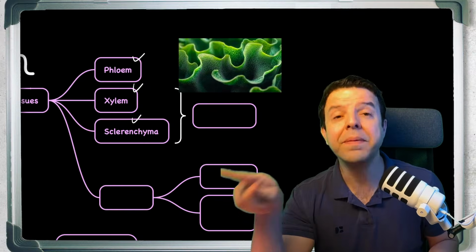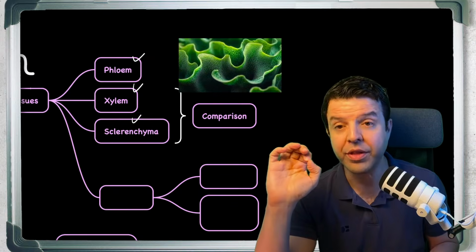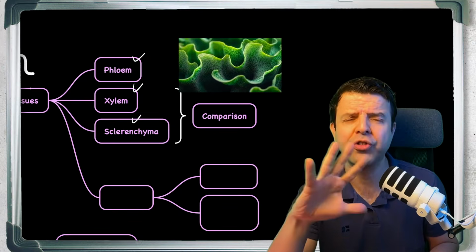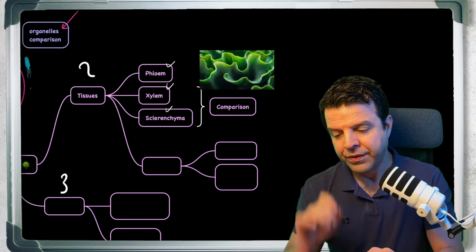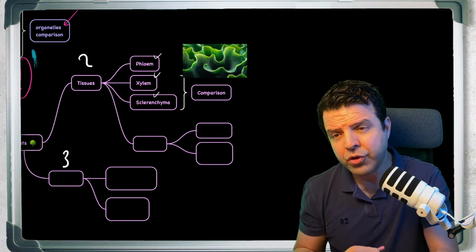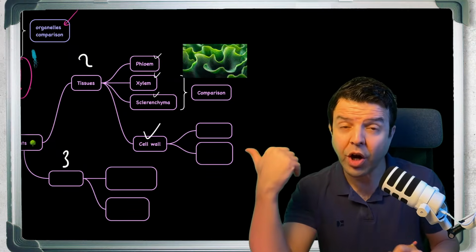Especially xylem and sclerenchyma, they ask you to compare between them. Phloem, you just need to know its function and how it's done. So as I said, this is week 2. I still have one more thing, which is regarding the cell wall.